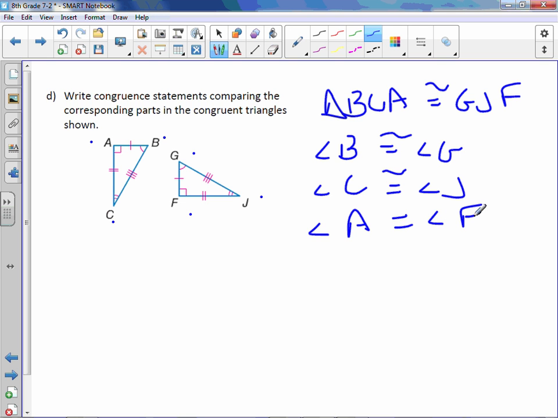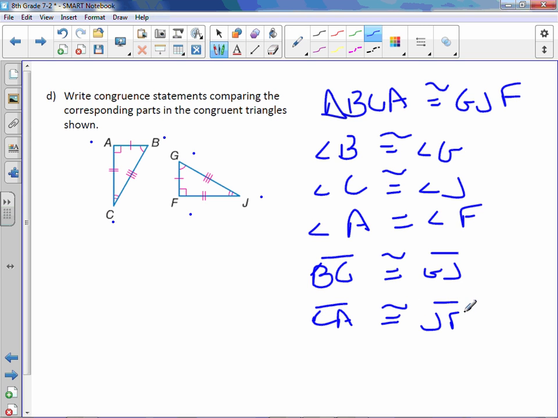And now the sides. Line segment BC is congruent to line segment GJ. Line segment CA is congruent to line segment JF. And line segment AB is congruent to line segment FG.